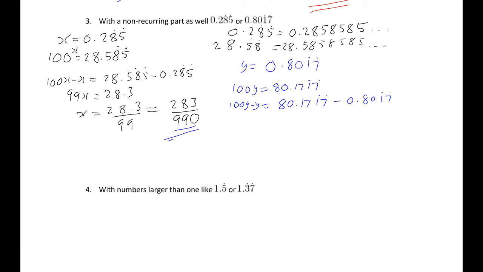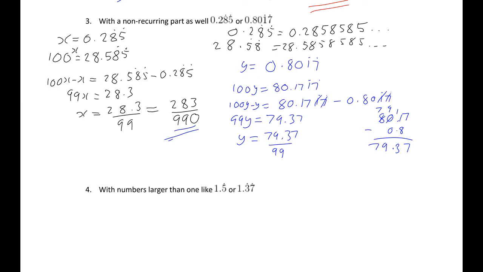Now I'm going to do this over here. It's a little bit harder. Right, the 17 recurrings will cancel, so I've got 80.17 minus 0.8. Okay, 7 minus nothing is 7. 11 minus 8 is 3, so it's 79.37. So 99y equals 79.37. So y equals 79.37 over 99. That's horrible.